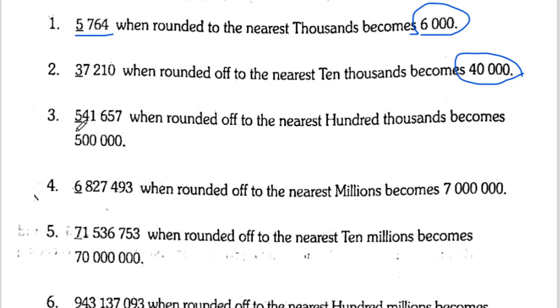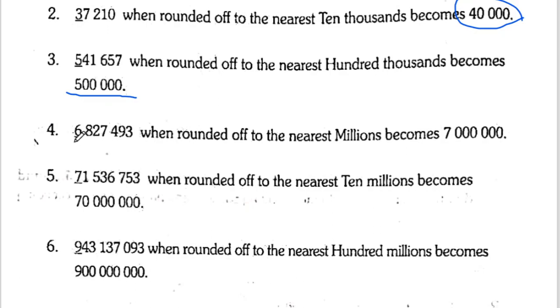Next, the given 541,657. If we are going to round off, the result will become 500,000. Next, this one, the given is 6,827,493. So it rounds to 7 million, because next to digit 6 here is 8, and 8 is greater than 5. So we need to add 1 to 6. It will become 7. And then the rest of it will become 0.